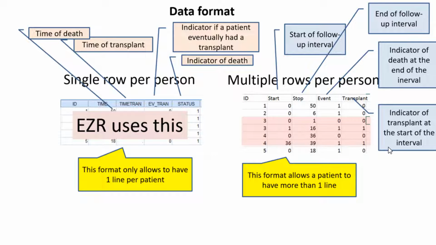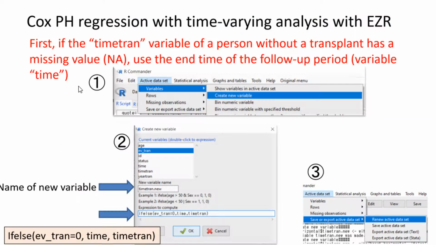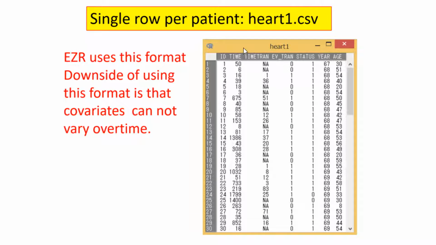In the multiple rows per person data format, since the data can be entered within multiple rows, covariates such as severity can be entered at the beginning of the follow-up and also at the time of transplantation. Before conducting Cox proportional hazards with a time-varying covariate with EZR, if the time of transplantation variable is missing for a patient who didn't have a transplant, we need to replace this missing value with the time of end of follow-up.